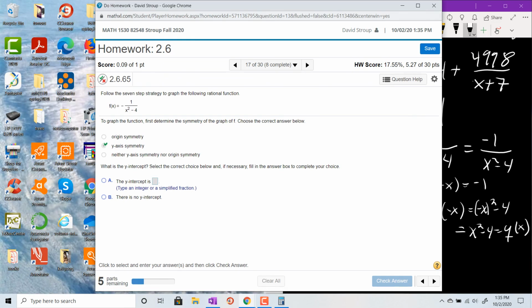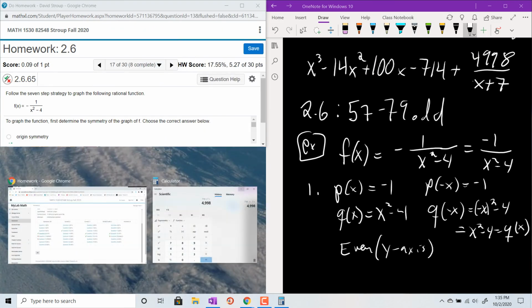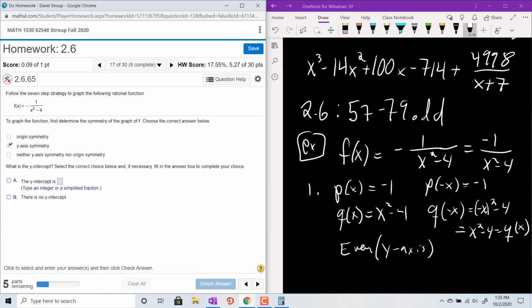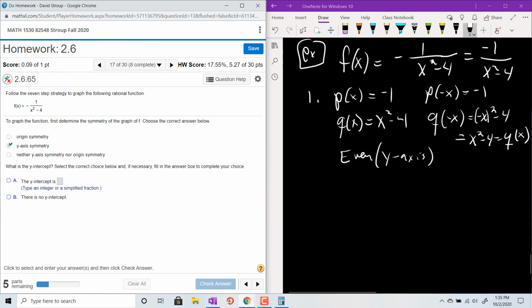Oops, I didn't want to do that. Apparently I already answered that. Y-axis symmetry. Then I basically just have steps to doing this.